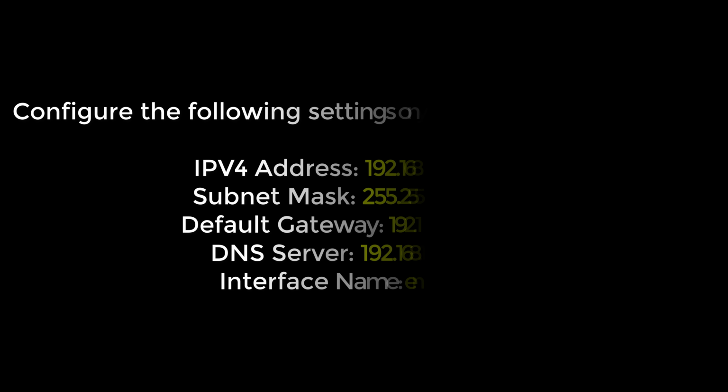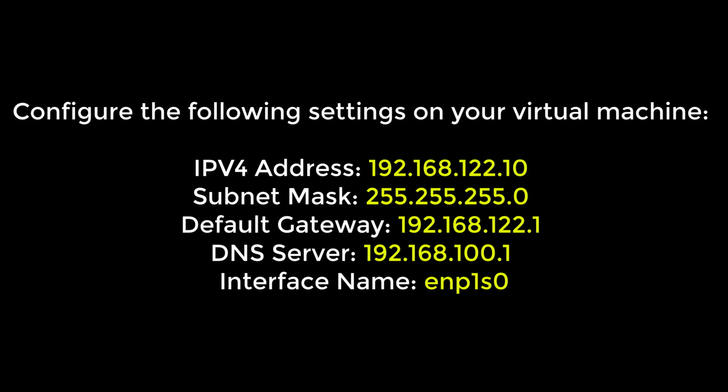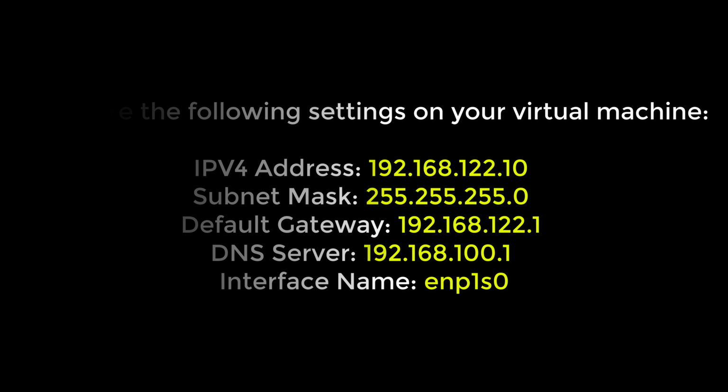Question number 1. Configure the following setting on your virtual machine. IPv4 address 192.168.122.10. Subnet mask 255.255.255.0. Default gateway 192.168.122.1. DNS server 192.168.100.1. Interface name ENP1S0.